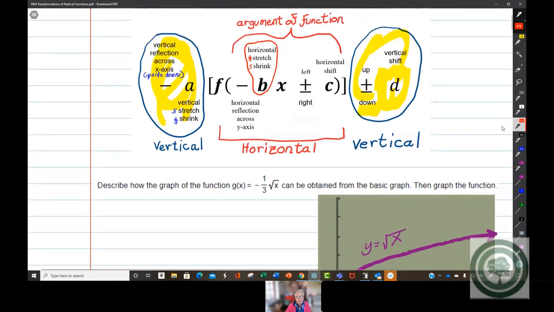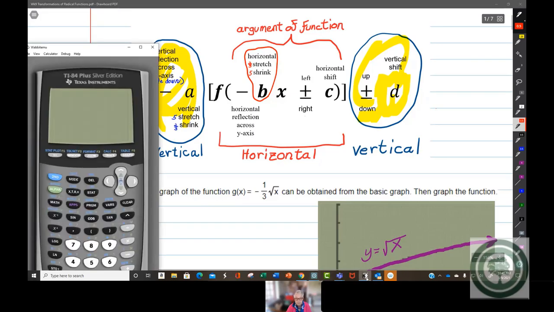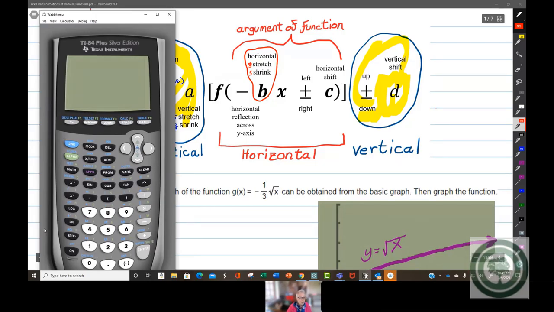And let's go over again what the vertical and horizontal shift do, and what the reflection across the x-axis does, and what the horizontal reflection does. Just to help you remember. And the square root is very good for showing that. All right, so here is y equals the square root of x. I've already got this in there. Here's where it is in y equals. And my window, I wanted to emphasize the graph and make it easier to read. So that's the reason it looks a little funny.